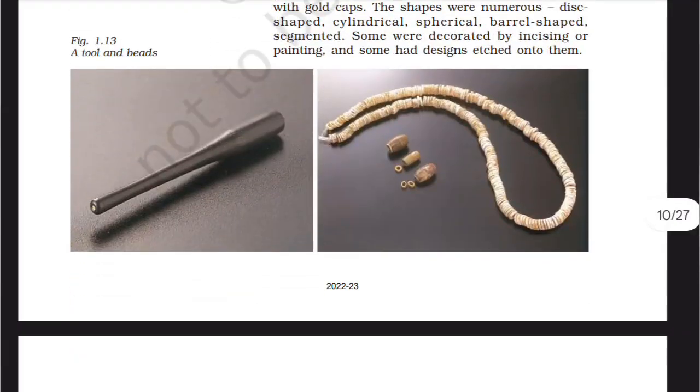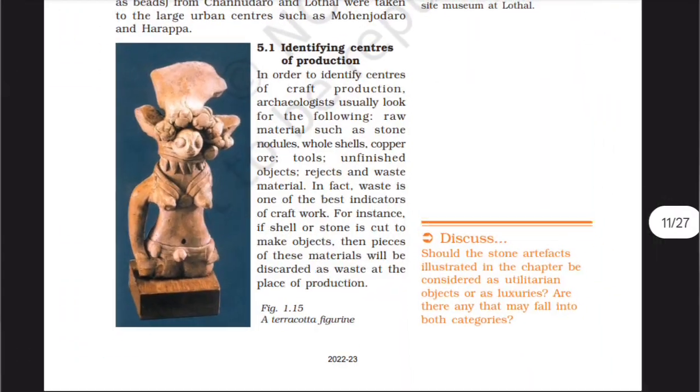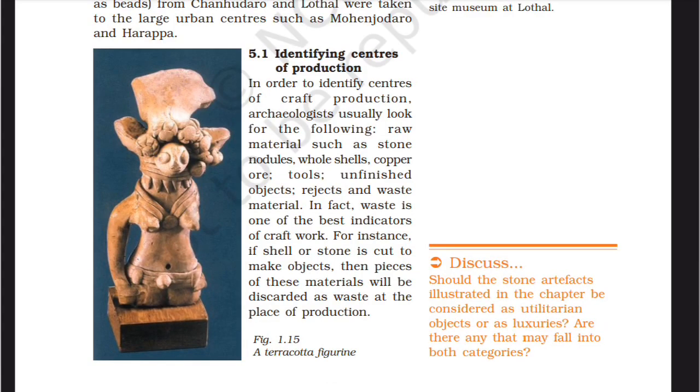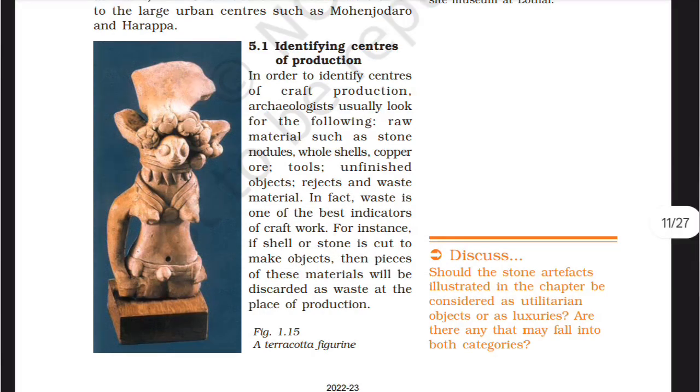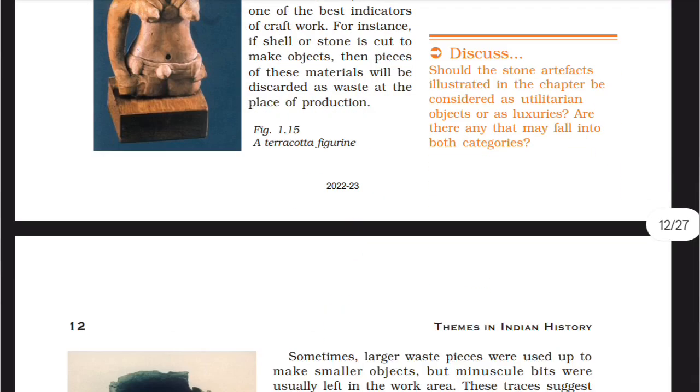Now we are moving to our next part, which is identifying the centers of production. Whenever historians or archaeologists have to find a center of production in a civilization, they look for raw materials and the things which were damaged. Even today, if anything was mistakenly made or is waste material from the factories, it is discarded from that place. So this kind of thing was found: unfinished materials, waste materials, etc.